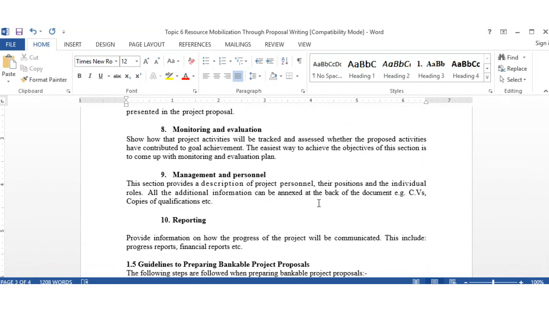Now, management and personnel, highlight a few of the people who will be working, the most important ones. I think the most important are the top management. Highlight those people, and after you highlight them, then you can give their qualifications. Now, this part of sending their CVs and copies of qualifications, I would only do that if it is solicited. If it's unsolicited, I really don't need to add all those details.